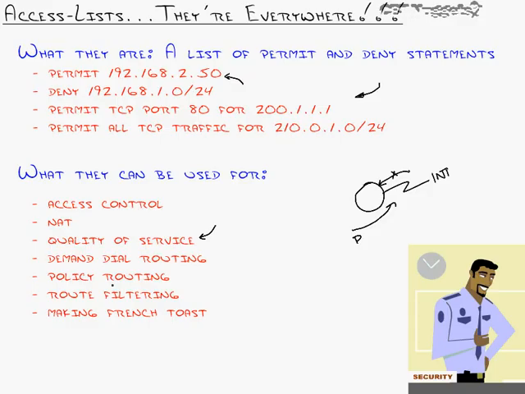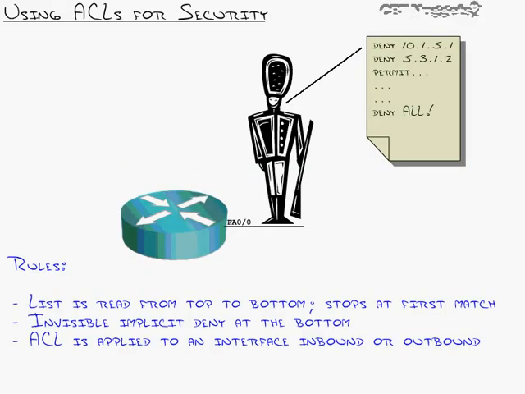So you see, I could keep going down this list: demand dial routing, policy routing, route filtering, making French toast. Okay, access lists don't make French toast, but the point is that this is a partial list. This is one of those concepts you'll see repeating itself again and again in a Cisco world, because any time you're on a Cisco router and you need to say these are going to be allowed or these are going to be denied to any process, and you just need to identify a group of IP addresses, that is where an access list comes in.